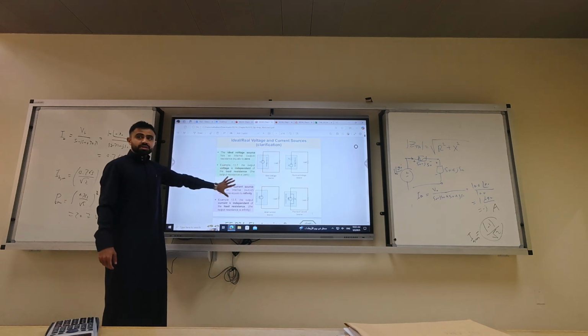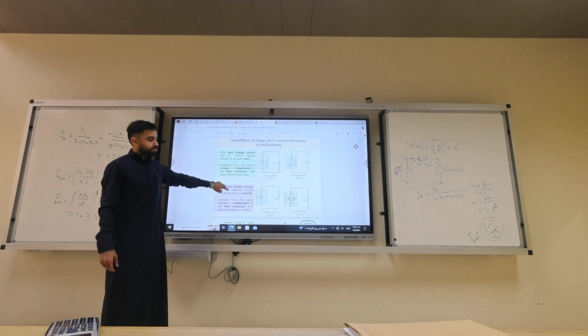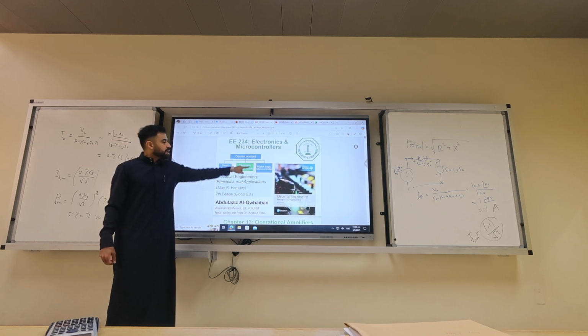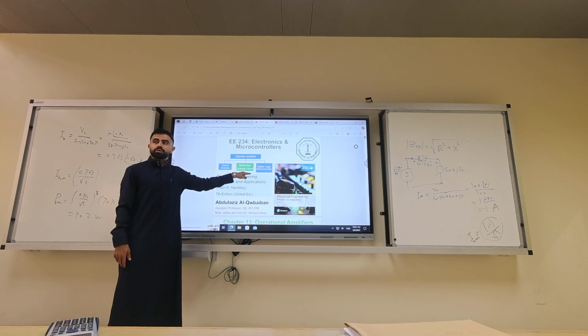I'm not going to start with slide 1. This is later. I'm going to start with here. You see now we changed the color to green. We're talking op amps and diode.